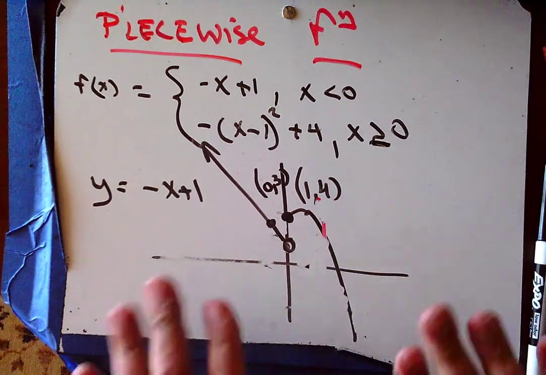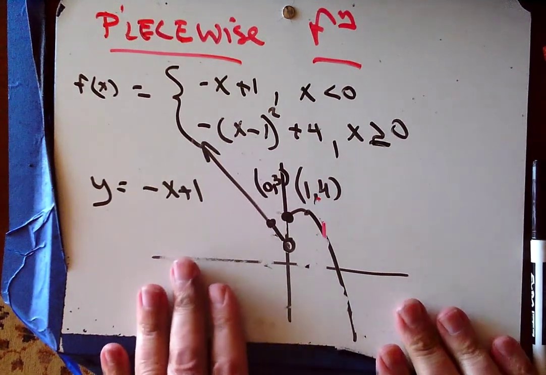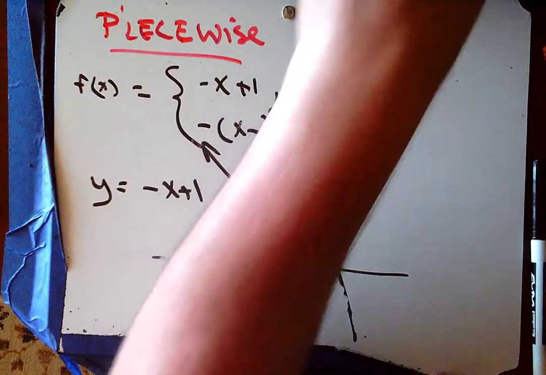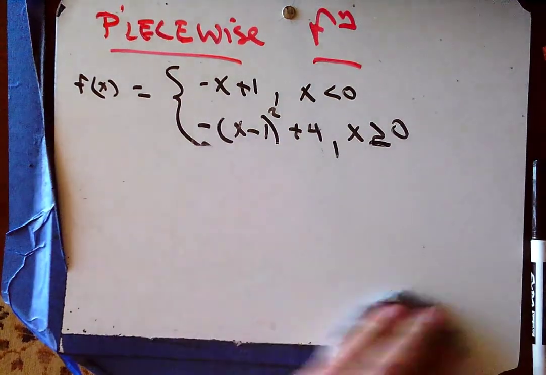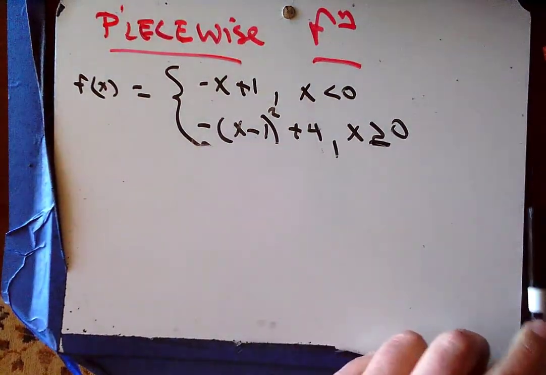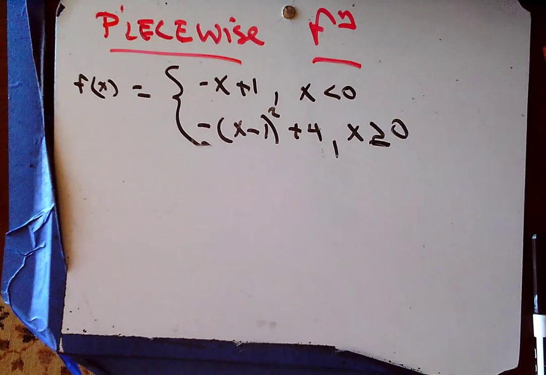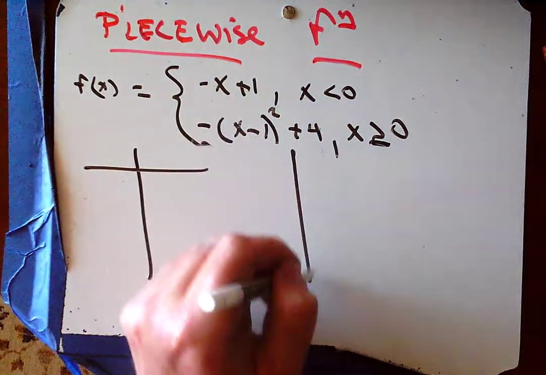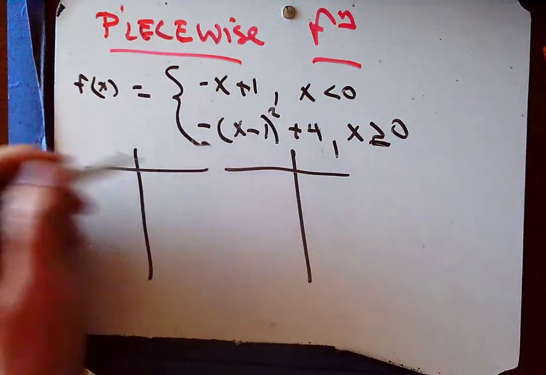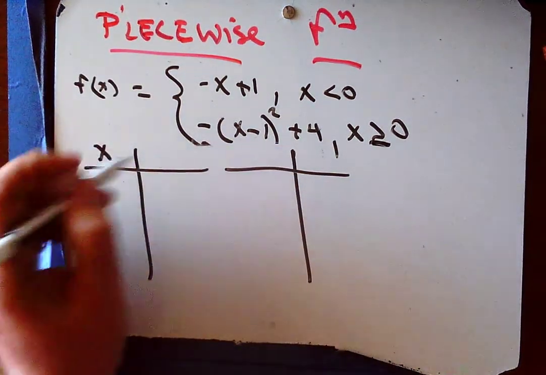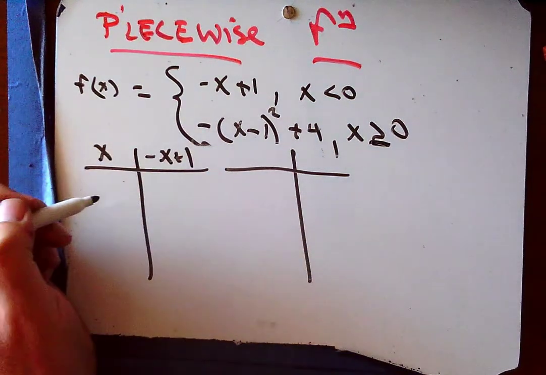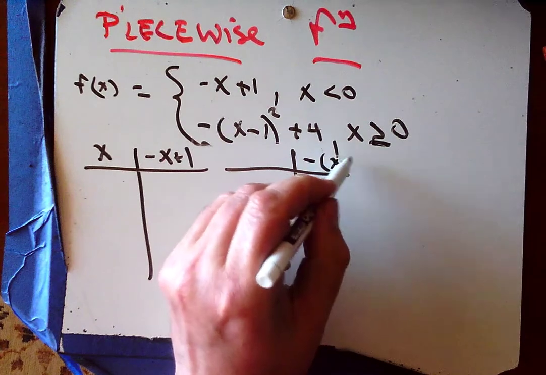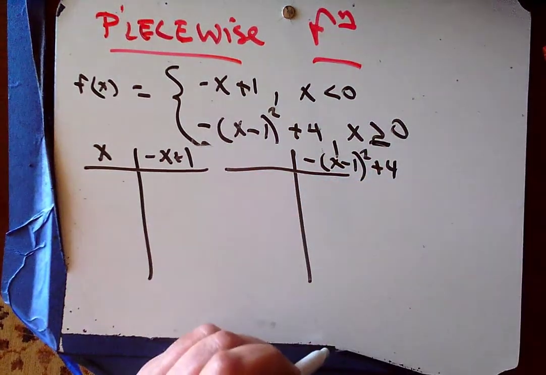Now, I think it was pretty easy for me to do this because I've done this a lot, and I was thinking about what these looked like and what the transformations did. And so I want to give you a slightly different approach to doing this problem yourself. Here's what I want to suggest. I want to suggest that you make a t-chart for each piece. We've got two pieces, we make two t-charts. One of them is negative x plus 1. And the other one is negative (x minus 1) squared plus 4.